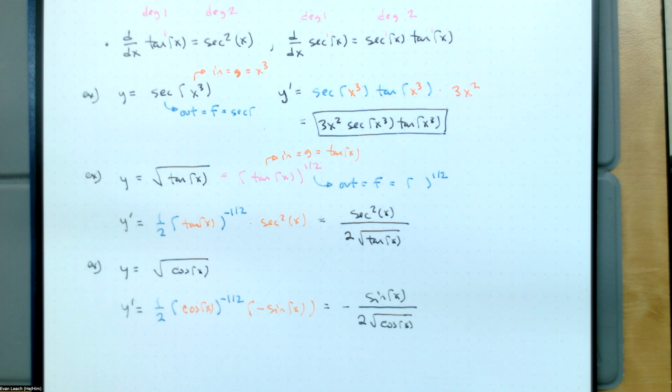All right. That's it for today. You have 4 new base model derivatives to memorize. You have some chain rule to think about while you're doing so.